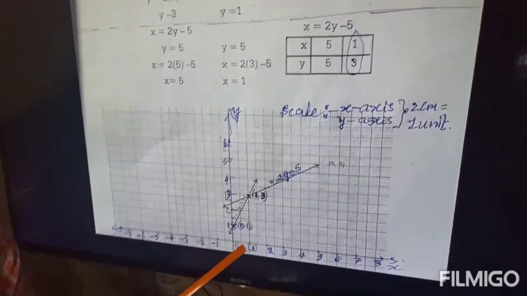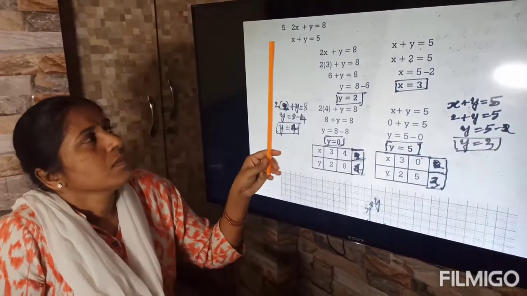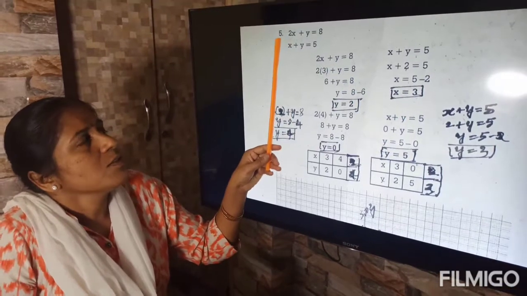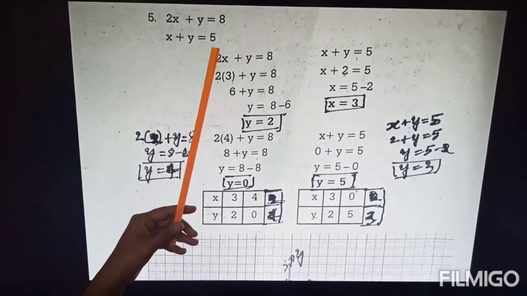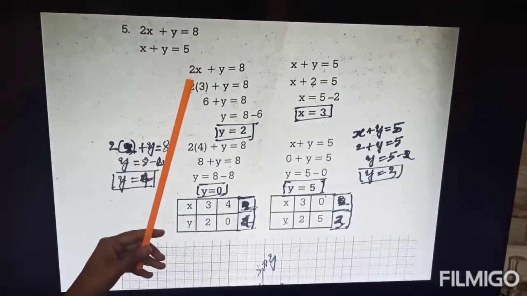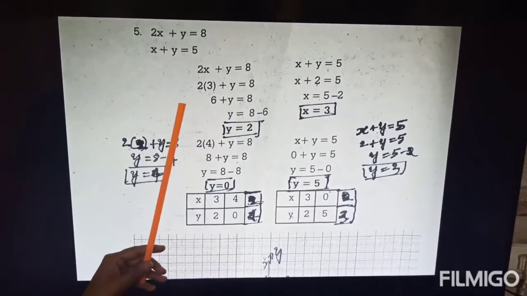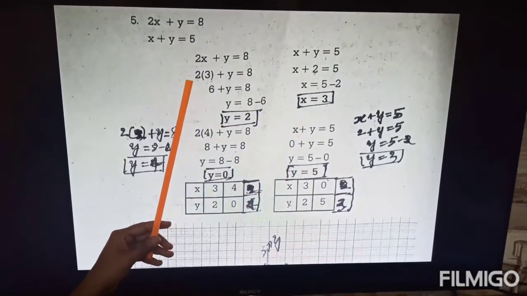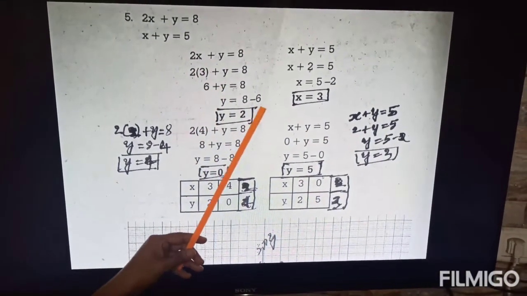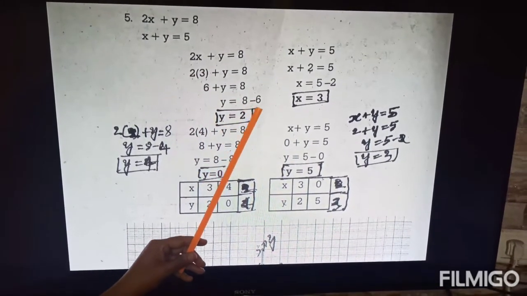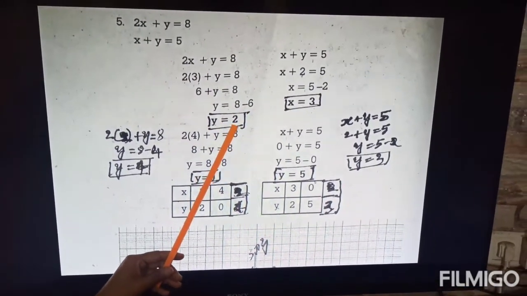Go down. In the next sum, we have the equations 2x plus y is equal to 8 and x plus y is equal to 5. Take the first equation, 2x plus y is equal to 8. Replace x by 3. 2 into 3, 6. Then 6 transfer to the right side. y is equal to 8 minus 6. We'll get y value 2.